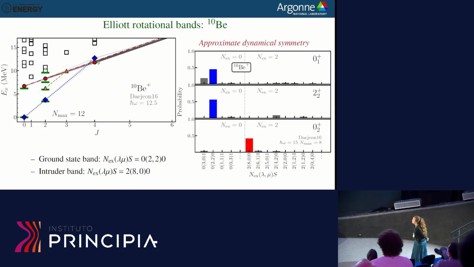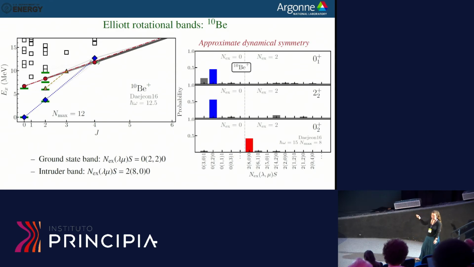So if I take beryllium-10 calculations and look at projections of the wave functions onto the different possible symmetry subspaces, what's shown here is the probability of the projection onto the different subspaces. The only subspaces shown are ones that contribute at least 0.01%. This is representing only about 0.001% of the basis. But as you can see here, for the ground state in beryllium-10, there's a fairly large contribution coming from this particular set of lambda, mu, and spin, and another slightly smaller contribution from this set.